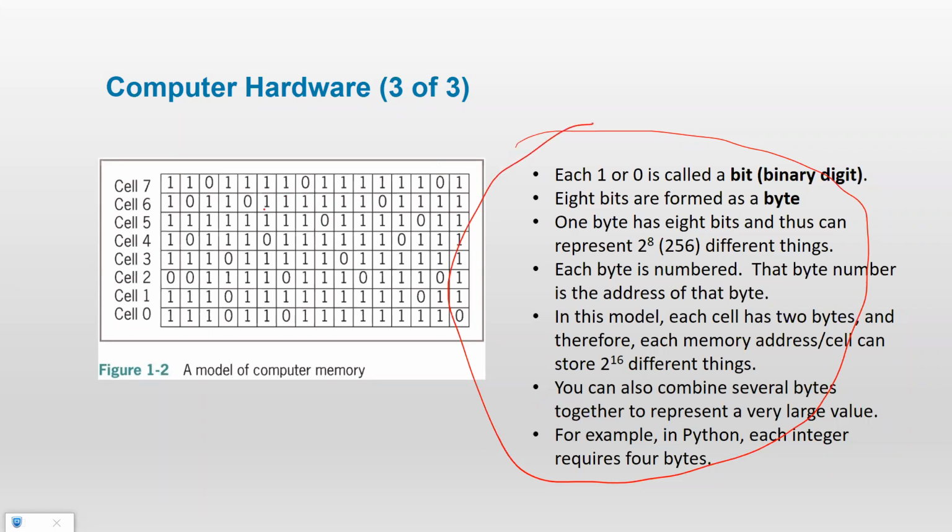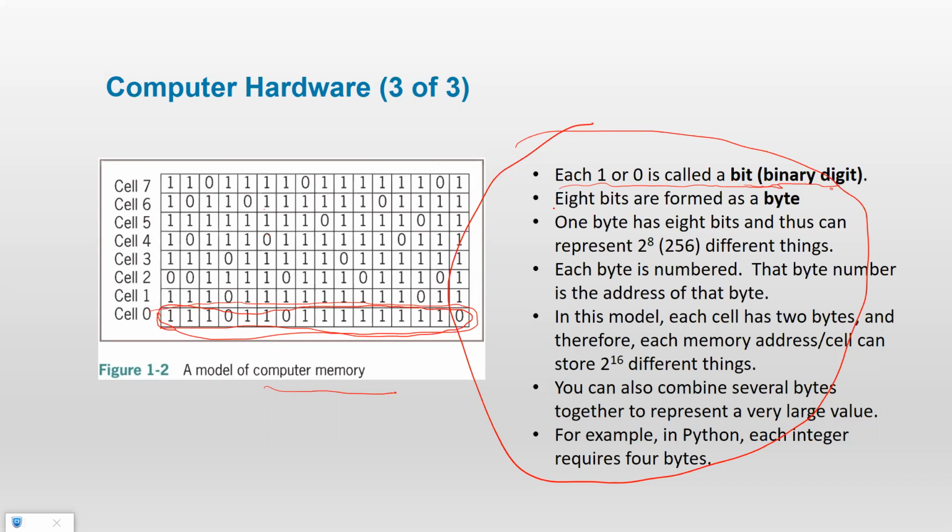Okay. If you look at this model, this is a model of computer memory. And each block, each one is called a cell. And that is a location. When we say there is not enough memory, we mean there are not enough cells to store things. So basically, this is a place that you can store your data or information. Okay, so each 1 or 0 is called a bit. A bit is the acronym for binary digit. So we call that bit, okay?